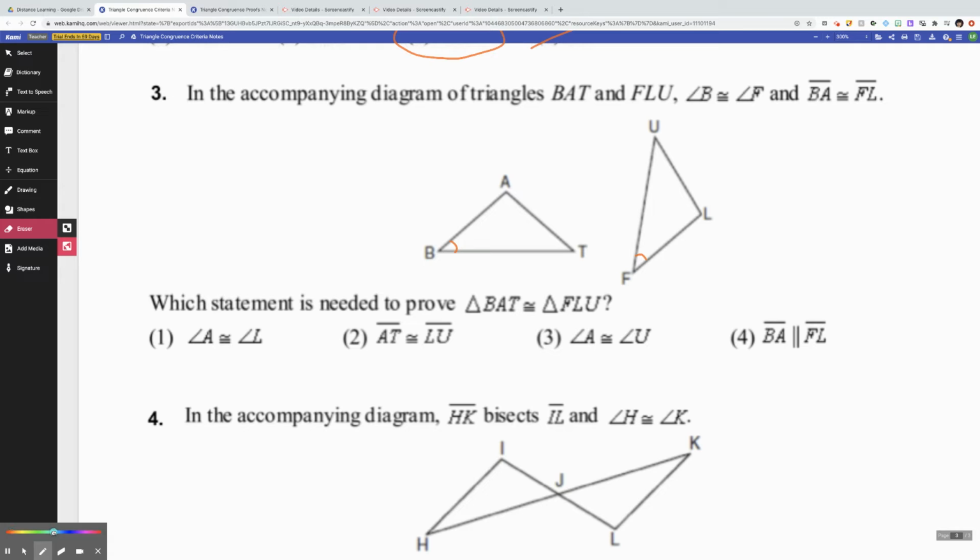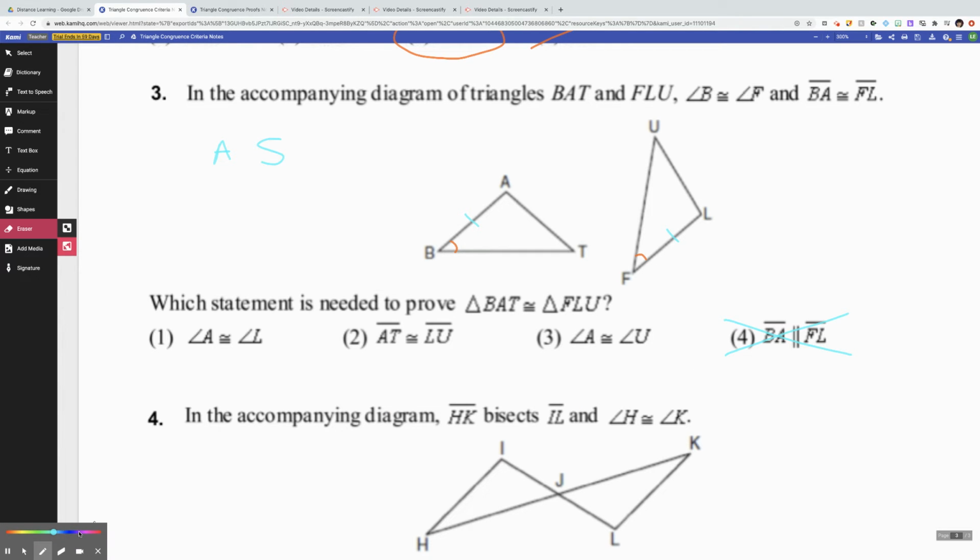And then they said that BA is congruent to FL. So BA is congruent to FL. Now what they are asking is which statement of these do I need to show that the triangles are congruent? So right now I have two things. I have an angle and a side. And so I need a third thing. I either need another angle or another side. So I can eliminate this one right off the bat, because that's not going to tell me anything. I need to know one more side or one more angle.